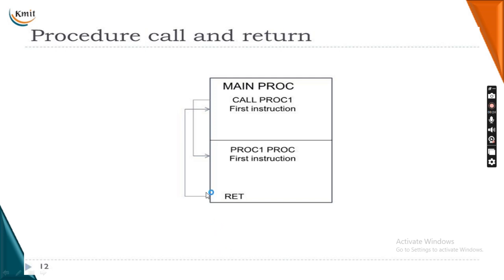Now procedure call and return we have already seen. In main proc, a call from the first instruction goes to proc1 proc. For example, you have proc1 and we are calling it, so it goes to proc1 proc. Here it executes the first instruction and returns back to the main program.